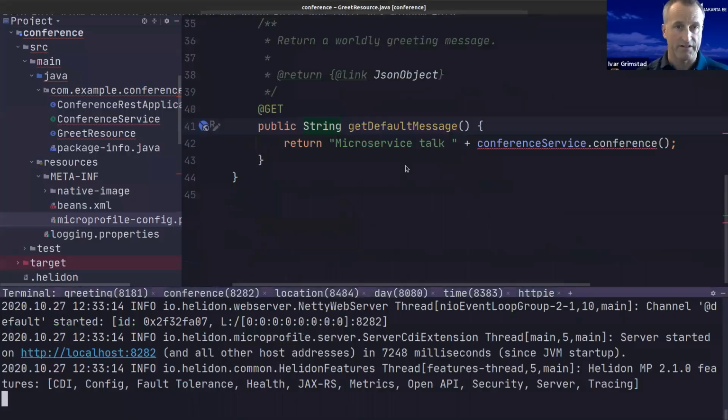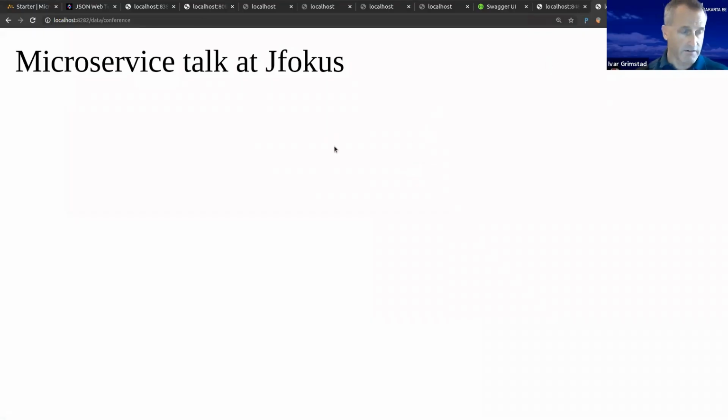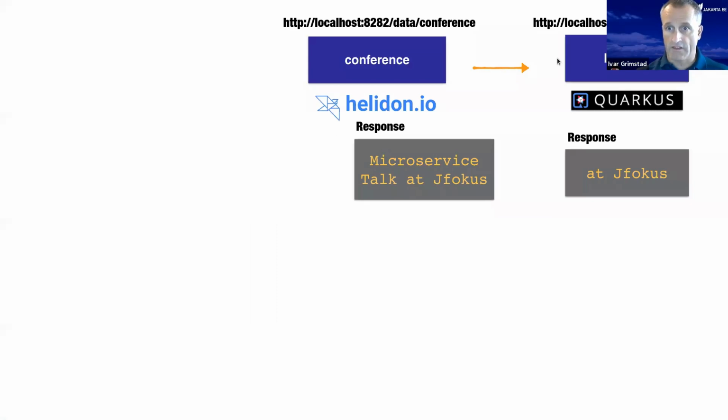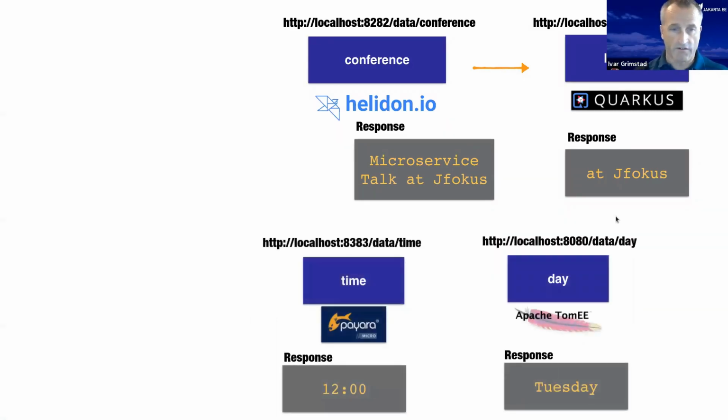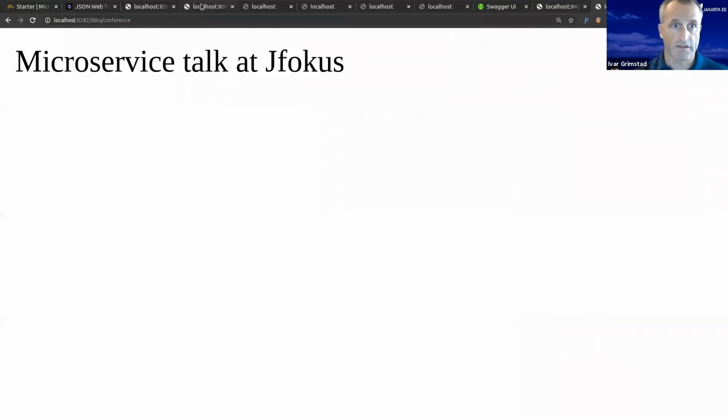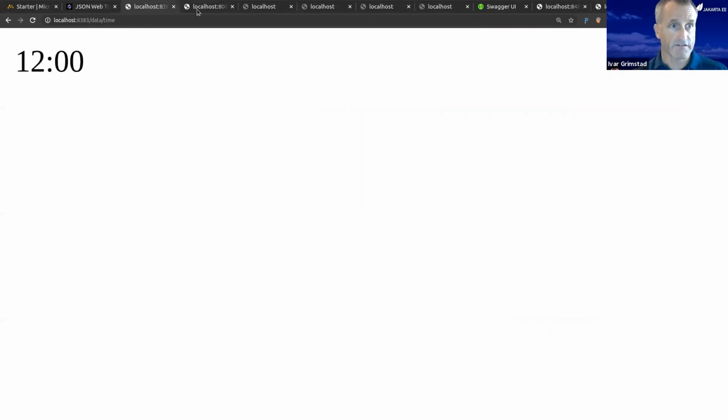Come on. There we go. Microservice talk at Jfokus. So now I have the service calling the other service. So let's create some more. I have a day service and a time service. I already have them up and running. You just have to trust me on this. I think this is the day service around 12, or time service and day service Tuesday at 12.